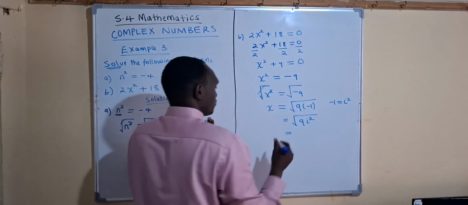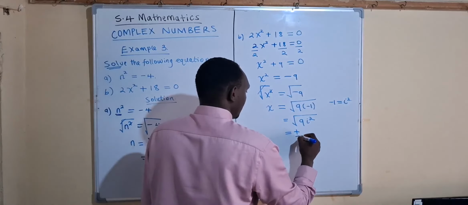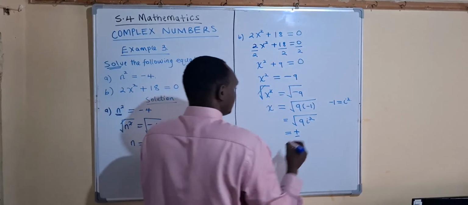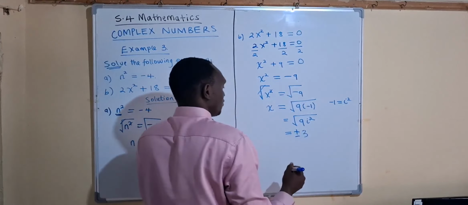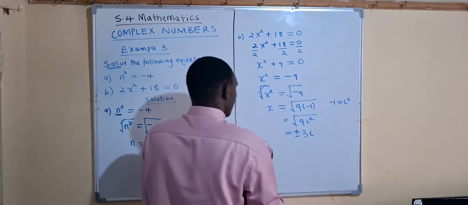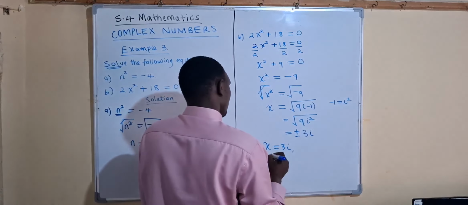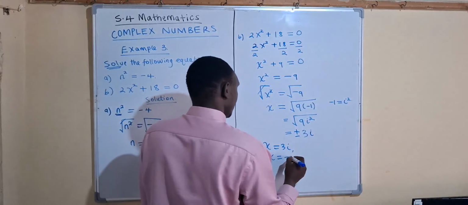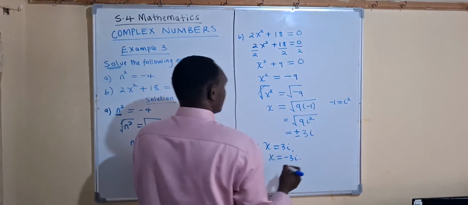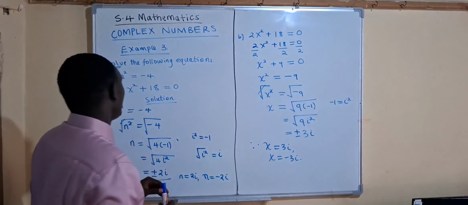Since we are taking the square root, we know that the square root of any number is plus or minus. What is the square root of 9? 3. What is the square root of i squared? It is i. Therefore, x equals 3i, or also x equals -3i. So this is the solution for this example.